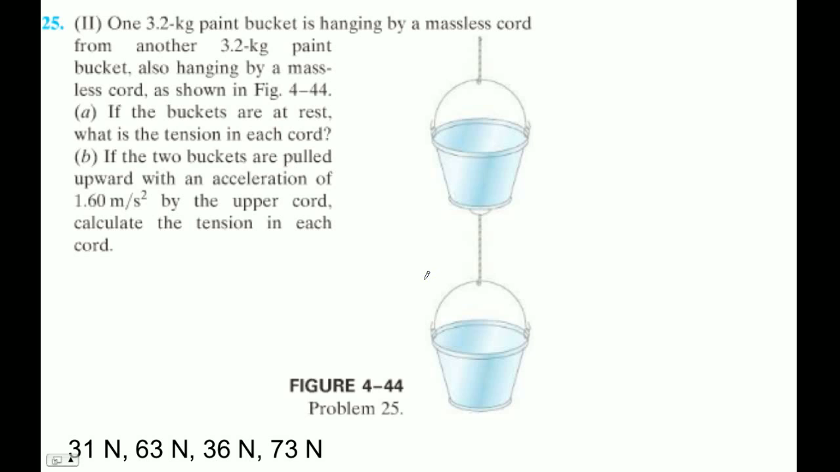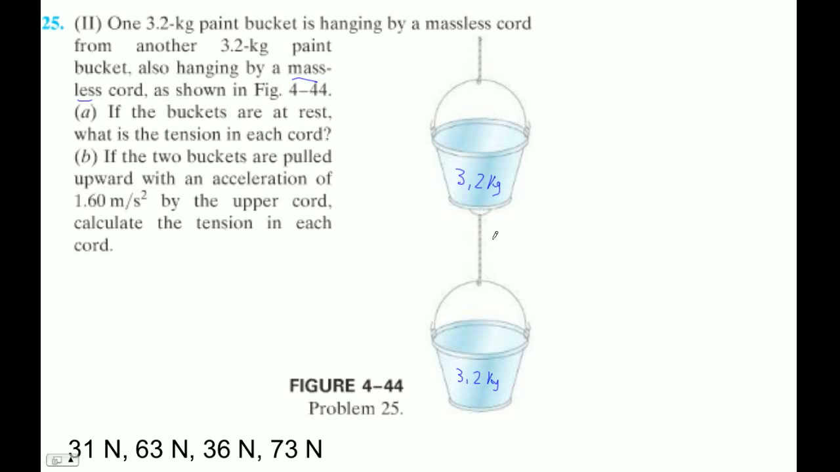Right, this is the famous double bucket problem. These are both 3.2 kilograms, and notice it's a massless cord. This, of course, avoids the awkwardness of the tension in that cord not being the same number throughout. It would be less at the bottom and a bit more at the top because of the weight of the cord.